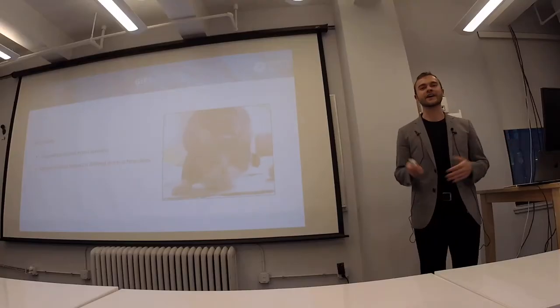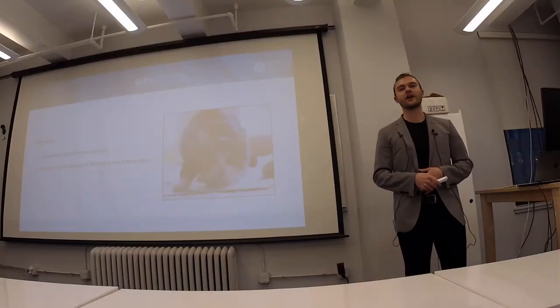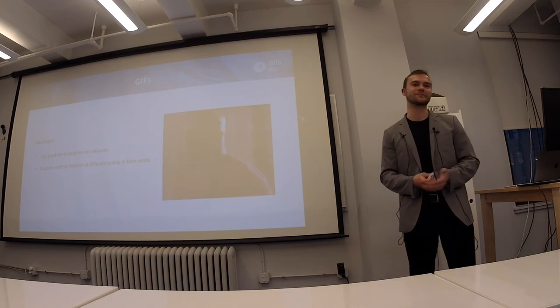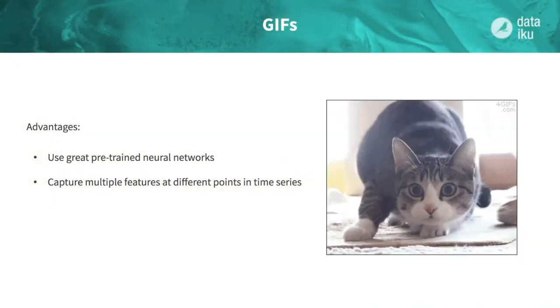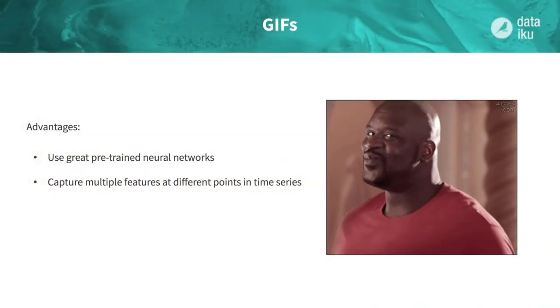I really like the simple approach, one, because it's simple to explain, and also because we get to use a lot of great pre-trained neural networks. I'm not an academic. A lot of people have created a lot of great structures that I want to leverage. And also, through this approach, you can capture different points in your time series, right? Here we have Shaq in one frame and a cat in another frame. This structure will, in theory, pick up both Shaq and cat in this GIF.